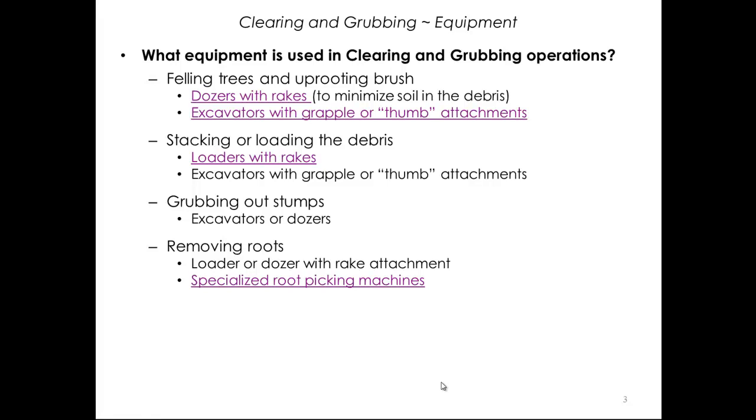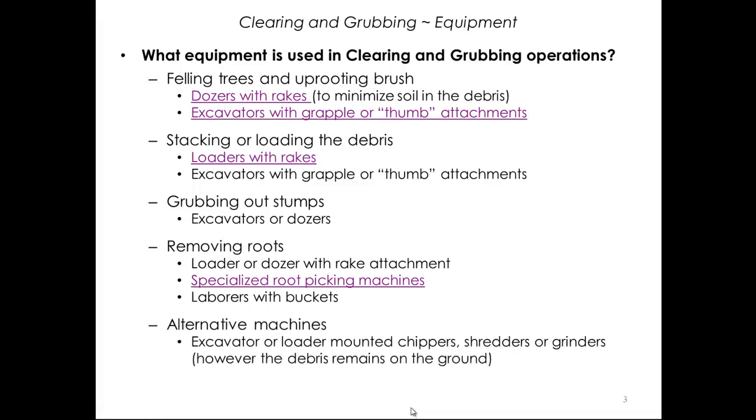The last option for root removal is to have a crew of laborers physically pick up the roots as they are found. We discussed alternative machines when we looked at the last set of images, talking about chipping and grinding machines. Let's take a minute to look at the typical process then of clearing and grubbing on a project site.